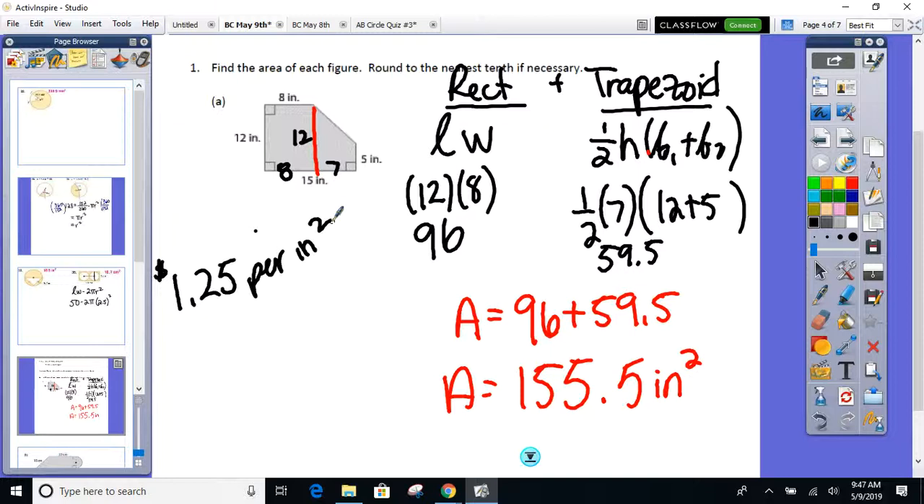The way you could figure it out, if you guys are on the fence which way to do, is to set up a quick proportion. I'm going to charge you $1.25 per what? 1 square inch, right? How many square inches do I have? So where should that 155.5 go?